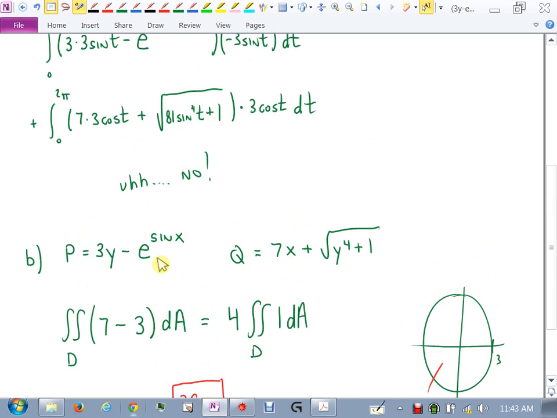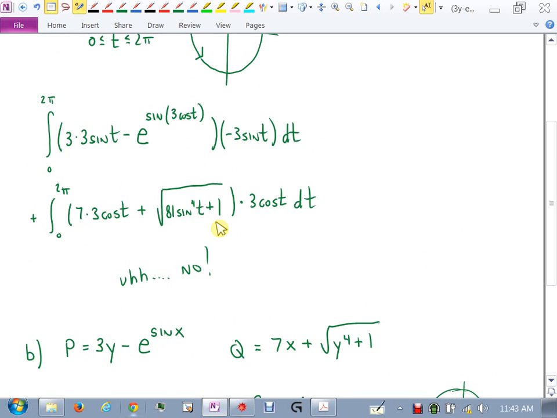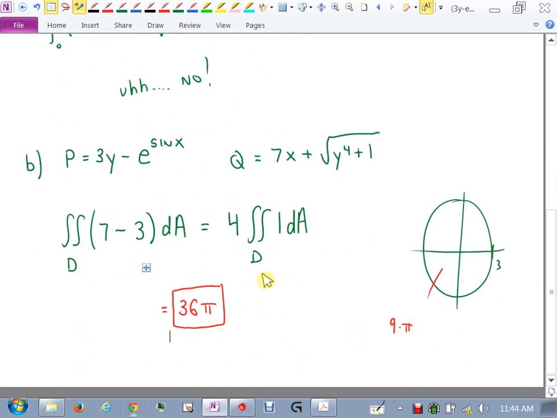If you're able to do it, it should be 36 pi. Yeah, maybe Wolfram Alpha would be able to handle that. Yeah, we'll keep going.